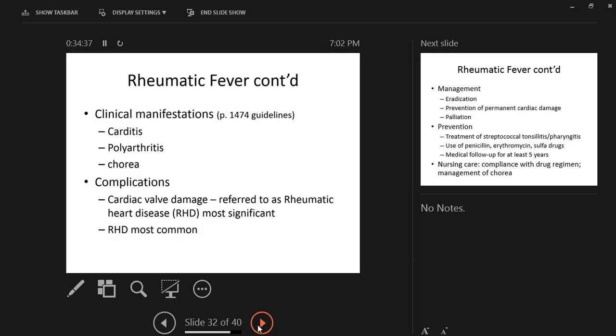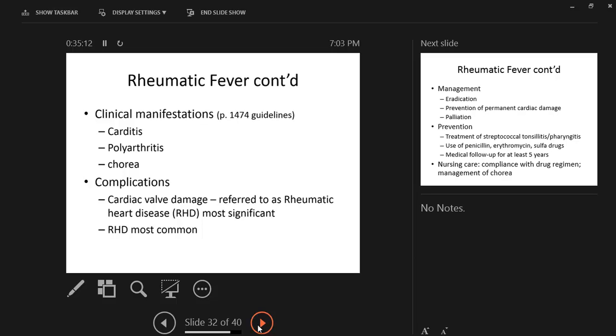Carditis, inflammation of the heart, polyarthritis. They may have swollen joints, chorea, which are uncontrolled movements, particularly of the face. Complications are cardiac valve damage. It is referred to as rheumatic heart disease, and it's really significant. They can be reinfected. They need to repeat antibiotics for dental work and infection and for any kind of invasive procedures.